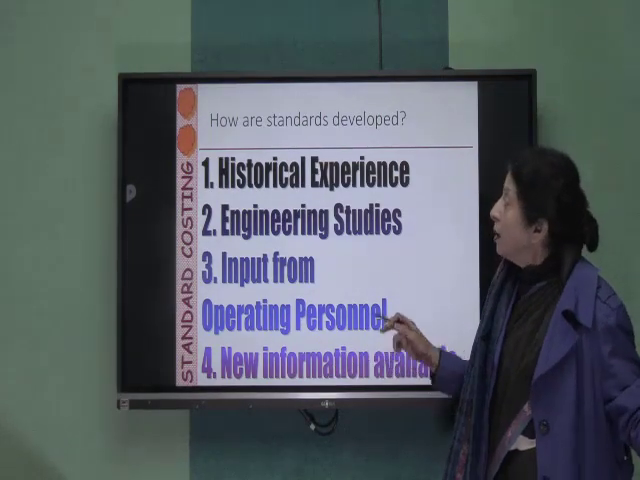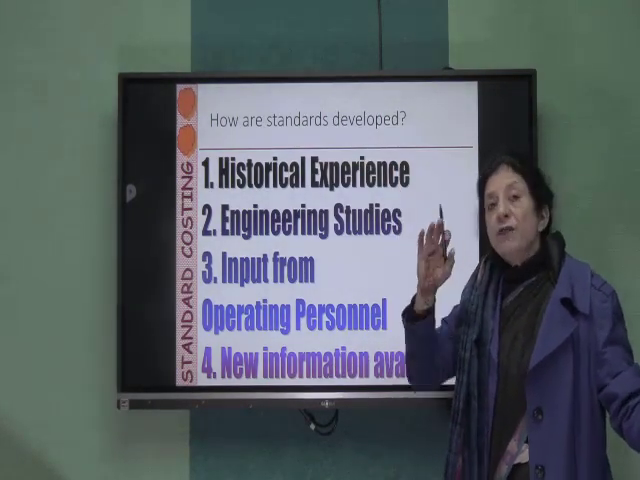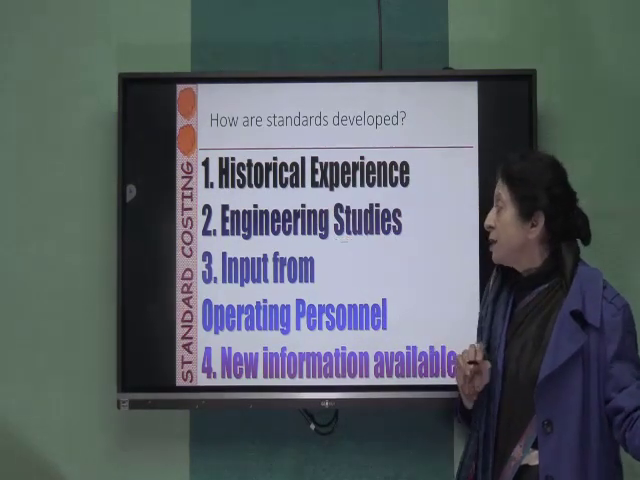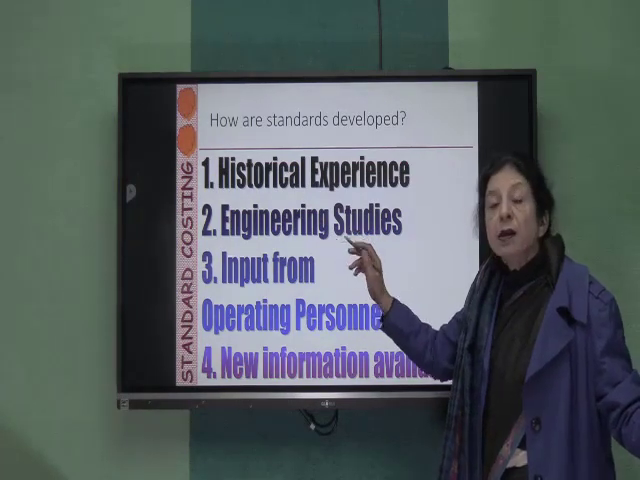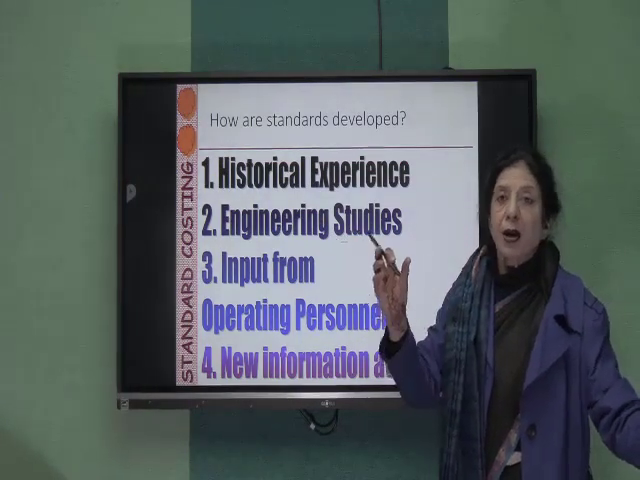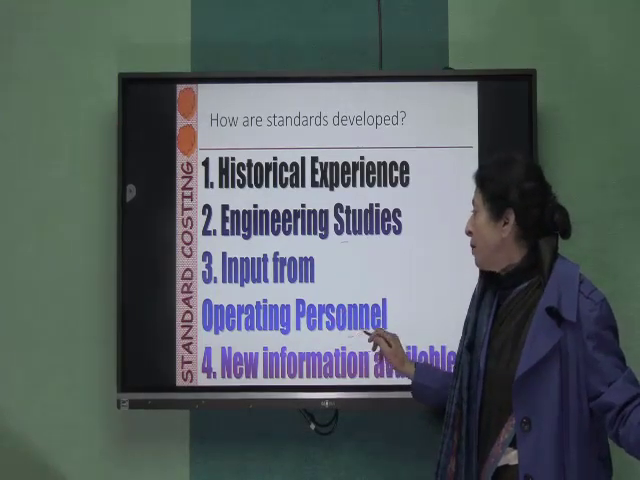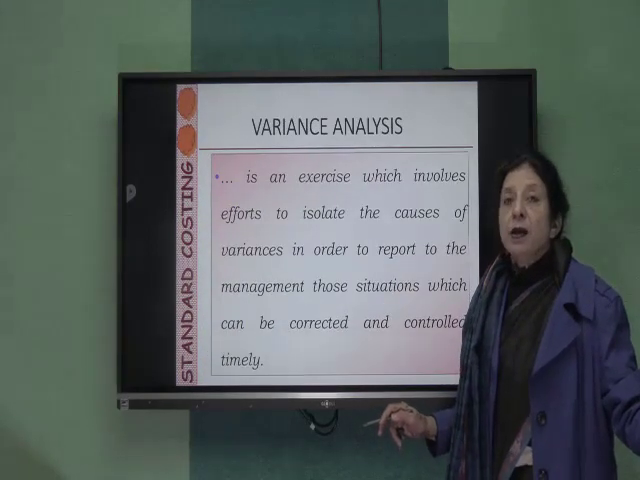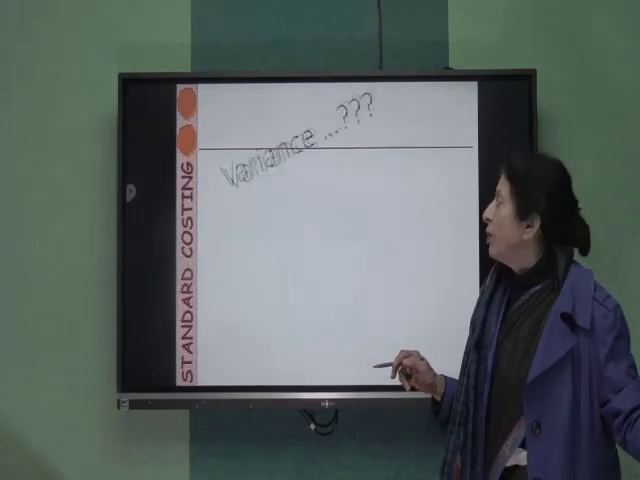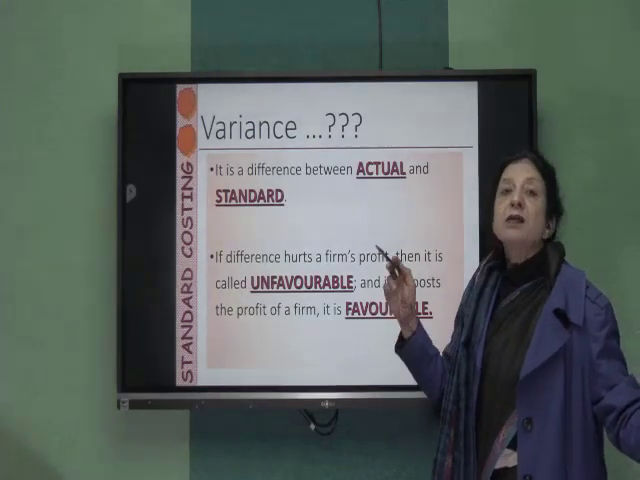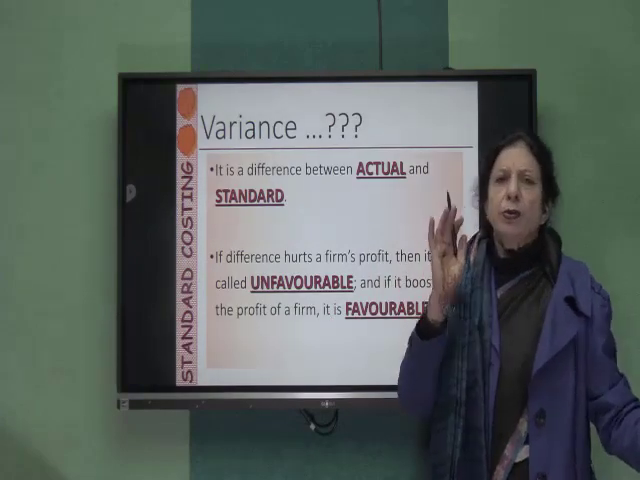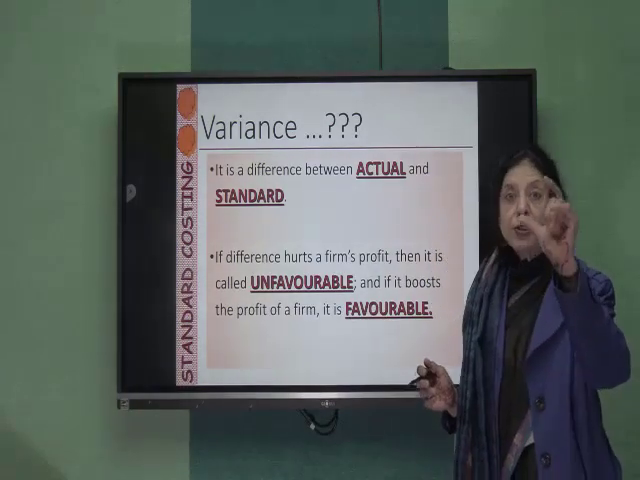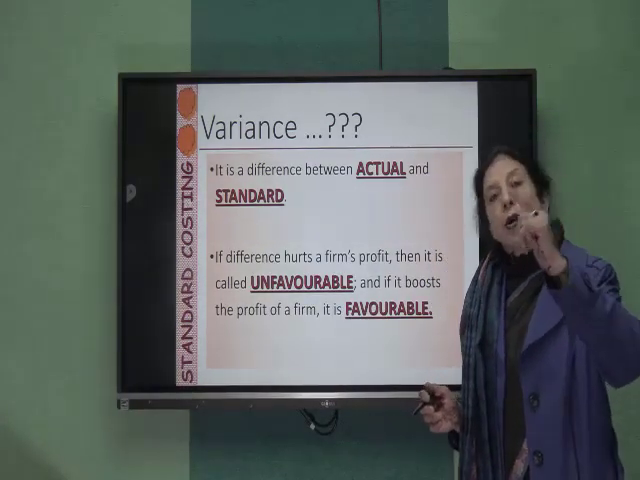Okay, now how do the standards have to be developed? We will take the historical experience into account. We will take the engineering study, meaning the logic of finding out the cost. Then input from the operating personnel and the new information available. These 4 factors are the basis on which I'll try to find out the standard cost. Once you have found out the standard cost, we will find out the actual cost, we'll compare the two, and the difference of the two would either be favorable or unfavorable.